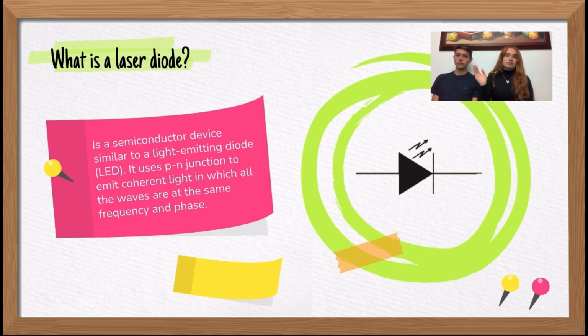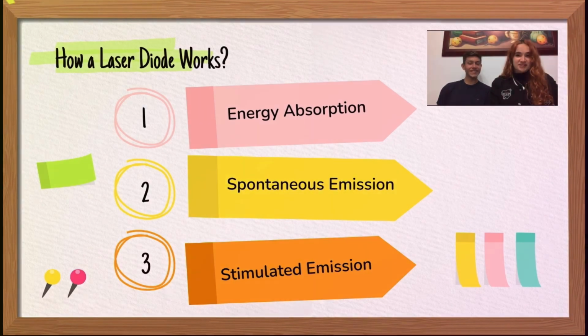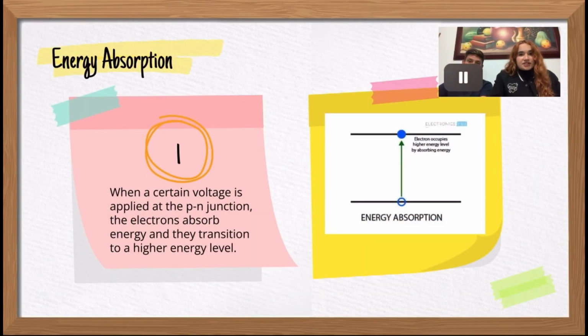pointing to the right. How does a laser diode work? It is divided into 3 steps. The first one is energy absorption, the second is spontaneous emission, and the third one is stimulated emission. Energy absorption. When a certain voltage is applied at a p-n junction, the electrons absorb energy and they transition to a higher energy level. Then we can see the example of this step on the right hand.